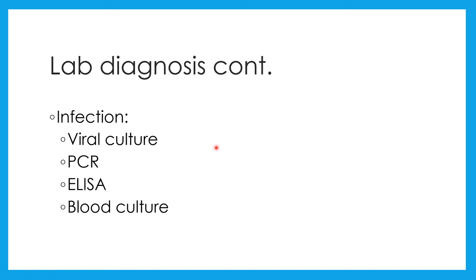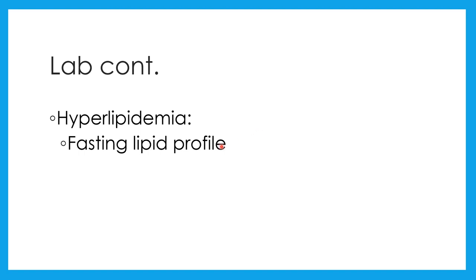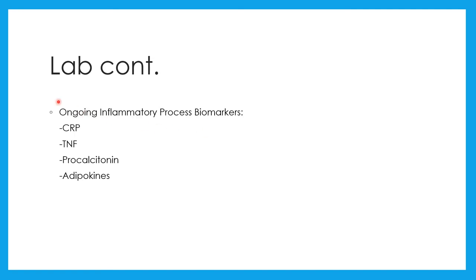Infection: viral culture, remember HIV could be responsible, right? Polymerase chain reaction, enzyme-linked immunosorbent assay, all of this could be done to screen for HIV, and of course blood culture. Hyperlipidemia: a fasting lipid profile will give us the parameters we want. Still on laboratory investigations in heart failure, for the ongoing inflammatory process, biomarkers like C-reactive protein, tumor necrosis factor, procalcitonin, and adipokines.